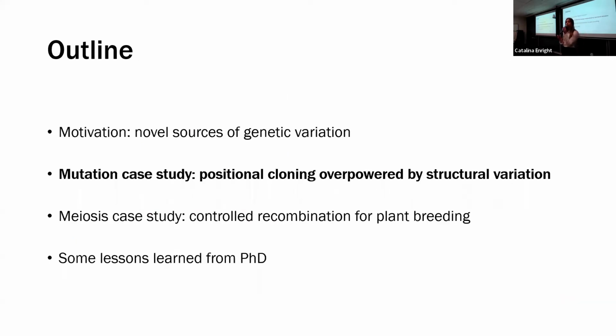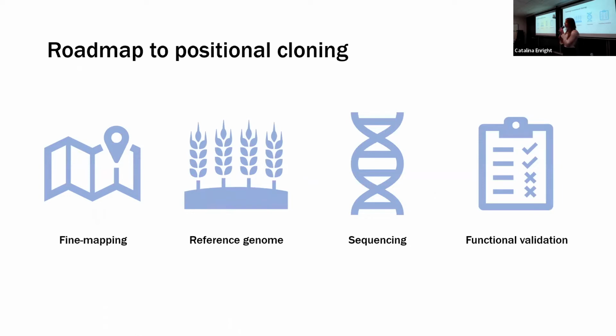So with that, let's jump into the mutation case study where we're thinking about a pretty dramatic form of mutation, structural variation. So I want to start by reviewing the process of causal variant validation via positional cloning. This is a foundational approach to go beyond mapping traits that can span broad genomic regions to validating selectable markers that can help drive genetic gains.